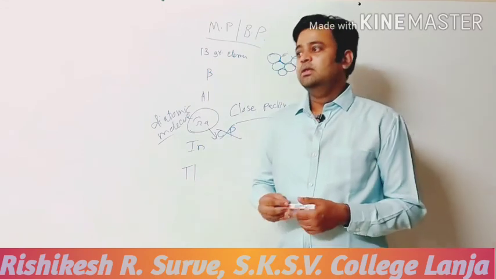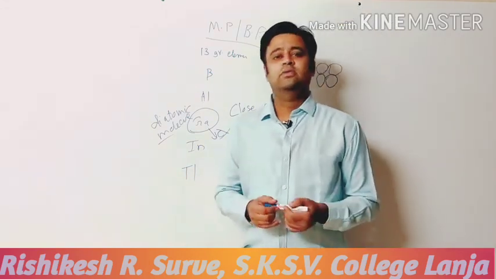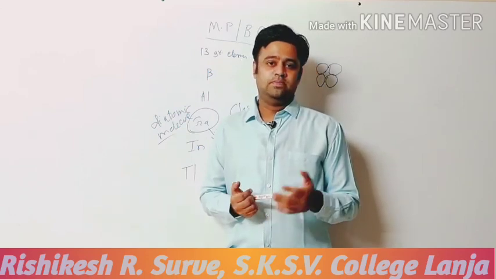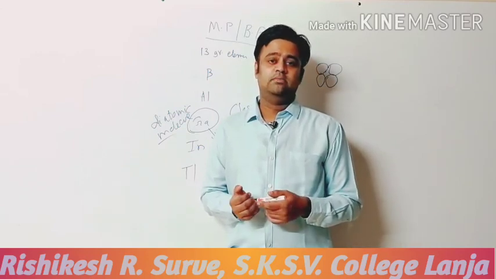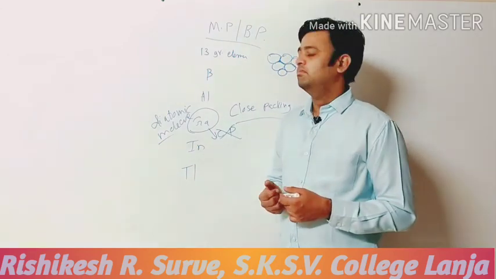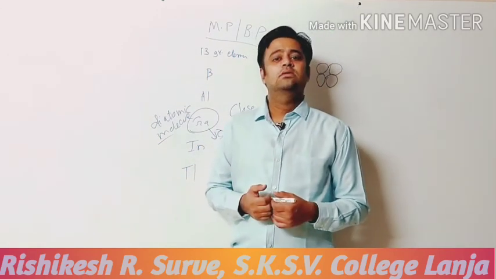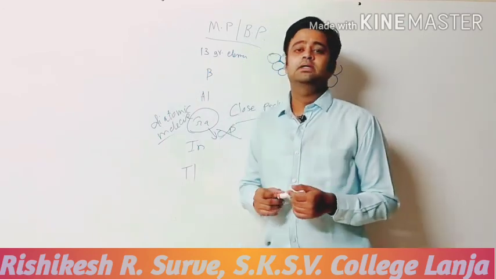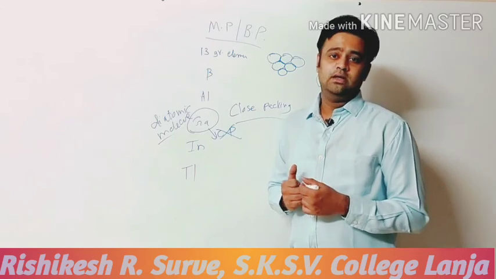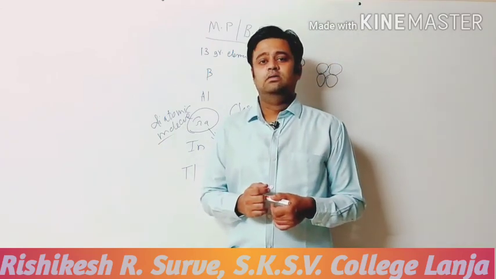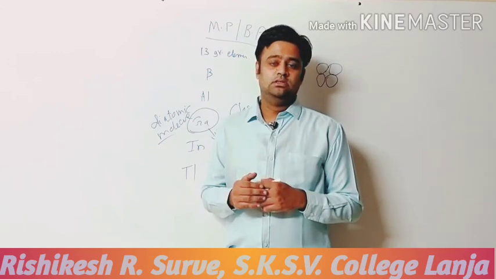Okay. Now for the revision of today's lecture, what we have studied are periodic trends like atomic size, ionization energy, metallic characteristics, oxidation state, and lastly melting point and boiling point. Okay. Tomorrow we will see deficient molecules in group 13.